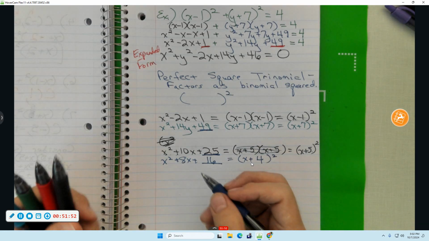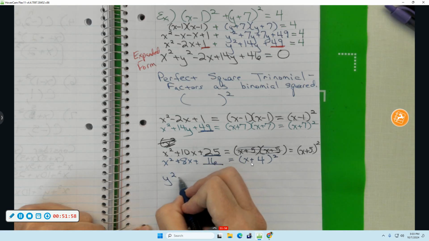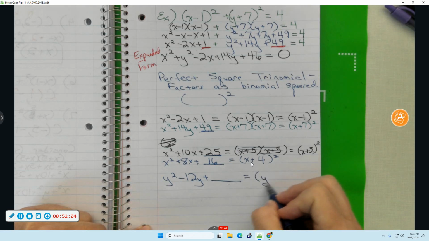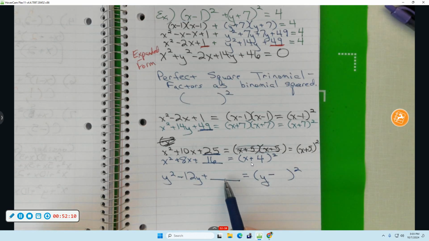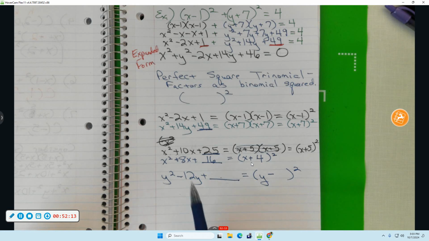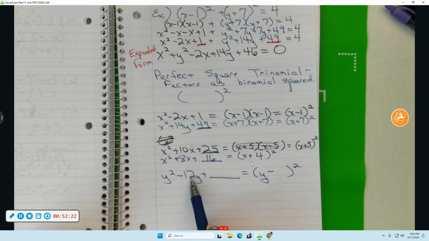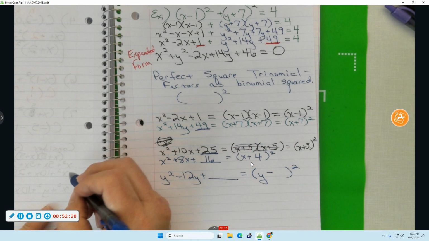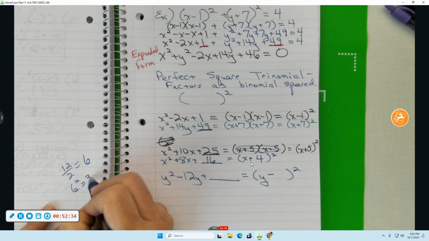Let's see, how about, oh, here's one. I'm going to do it with the y. y squared minus 12y plus what? That's going to factor variable, sign, so y minus, what number are we going to have to put here? You're going to do two things to 12. What's the first thing you do? Divide it by 2. 12 divided by 2 is 6. And then what do you do to the 6? 12 divided by 2 is 6, and then you say 6 squared is 36.